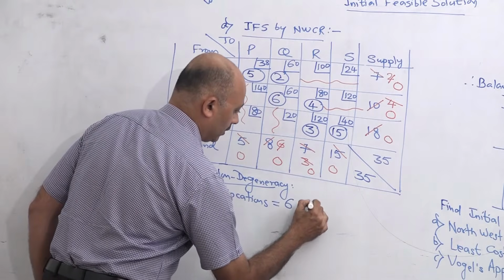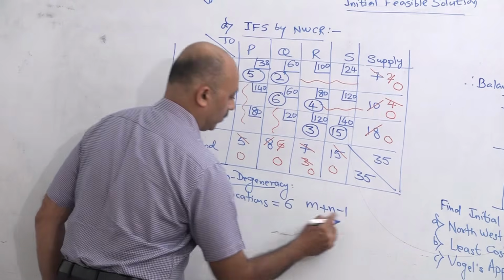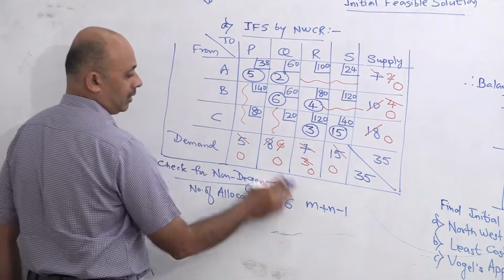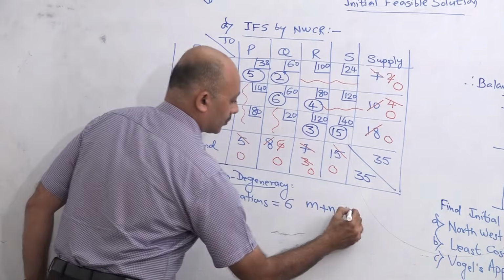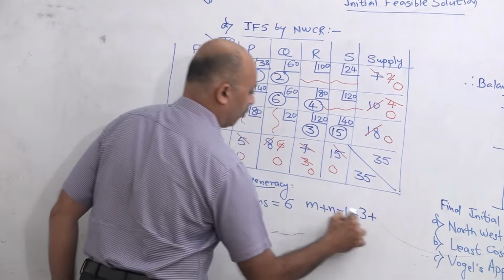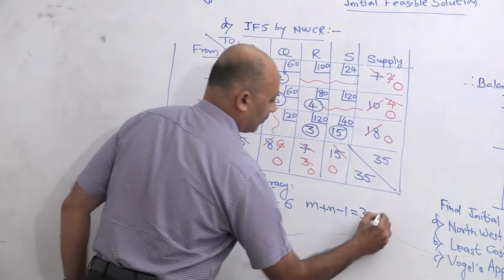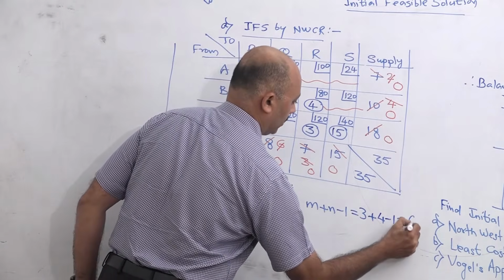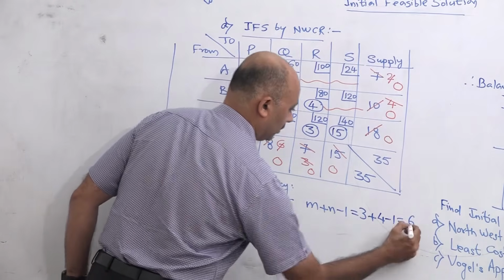We will check this with m plus n minus 1. M means how many rows, n means how many columns. So how many rows? A, B, C. So 3 rows. And n means columns, so 4 columns. So 3 plus 4 minus 1 is 6. So this is 6. This is also 6.